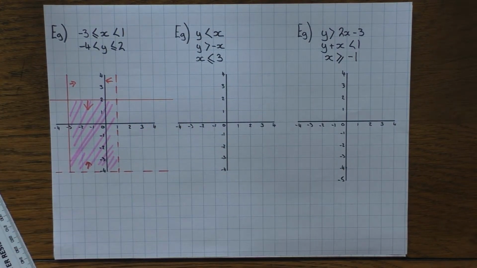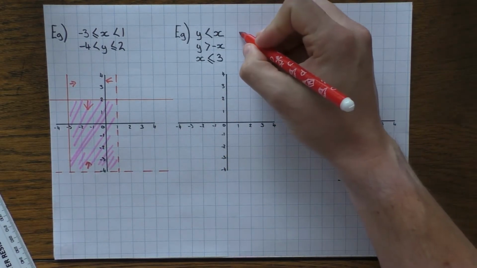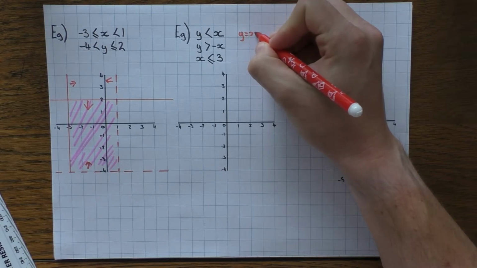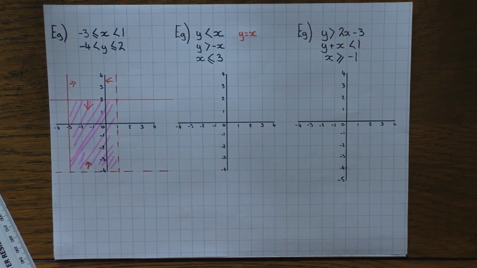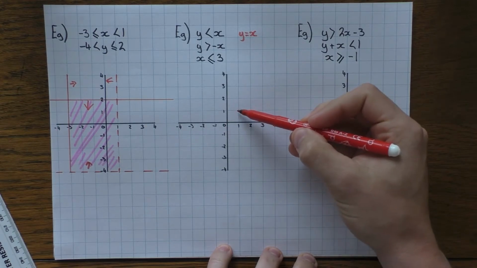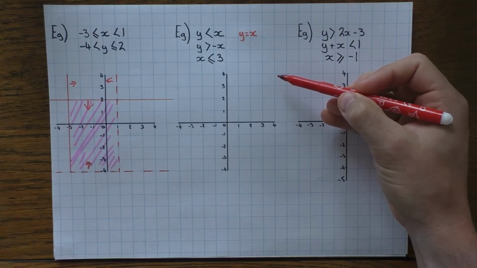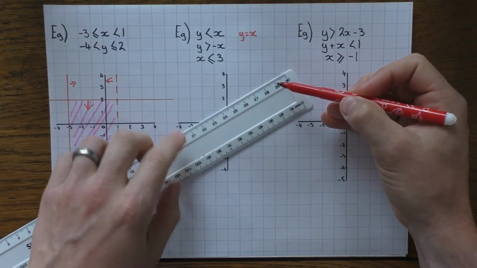Right. So that's what happens if you've got nice straight vertical and horizontal lines. Let's have a look at what happens when you have diagonal lines. So y is less than x. So again, just imagine that is y equals x, and just plot that. Well, you should know what y equals x is. It's just a point 0, 0, 1, 1, 2, 2, 3, 3, 4, 4. If you watched my previous video on straight lines, that is one that we talked about.